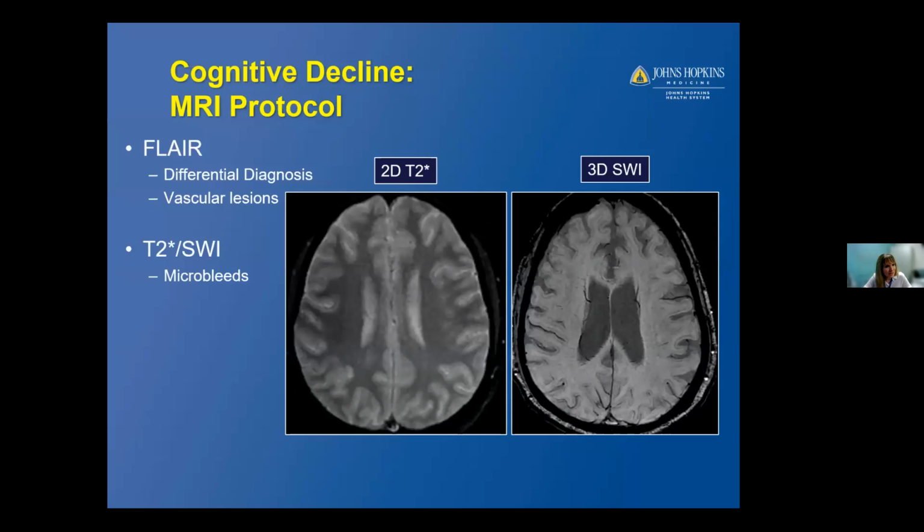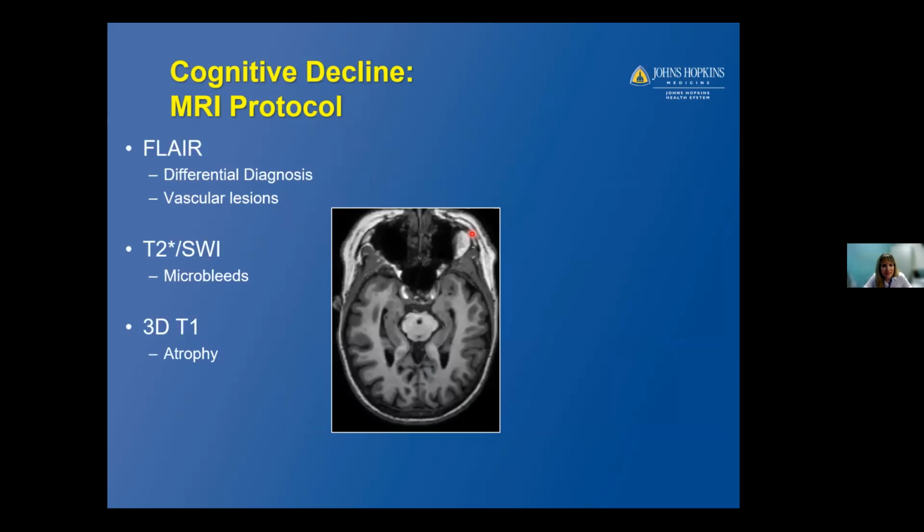As for susceptibility weighted imaging, we can use either gradient echo, which we call T2 star, the sequence here, or preferably the more sensitive SWI, or susceptibility weighted imaging, and look for the chronic microbleeds. Those are sequences that are very sensitive to hemosiderin deposition. So this is the T2 star and the SWI, which has a much higher resolution than our regular T2 star sequences.